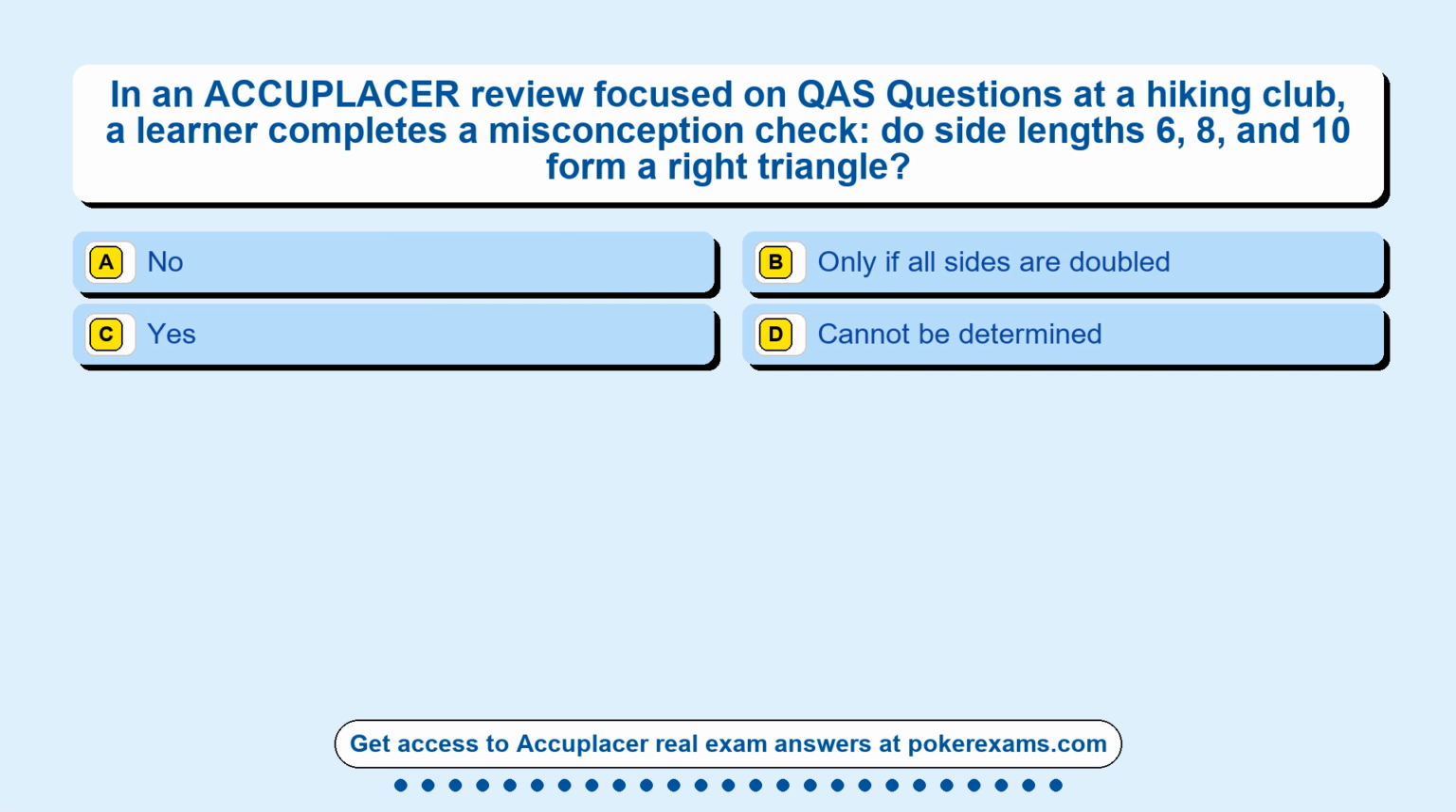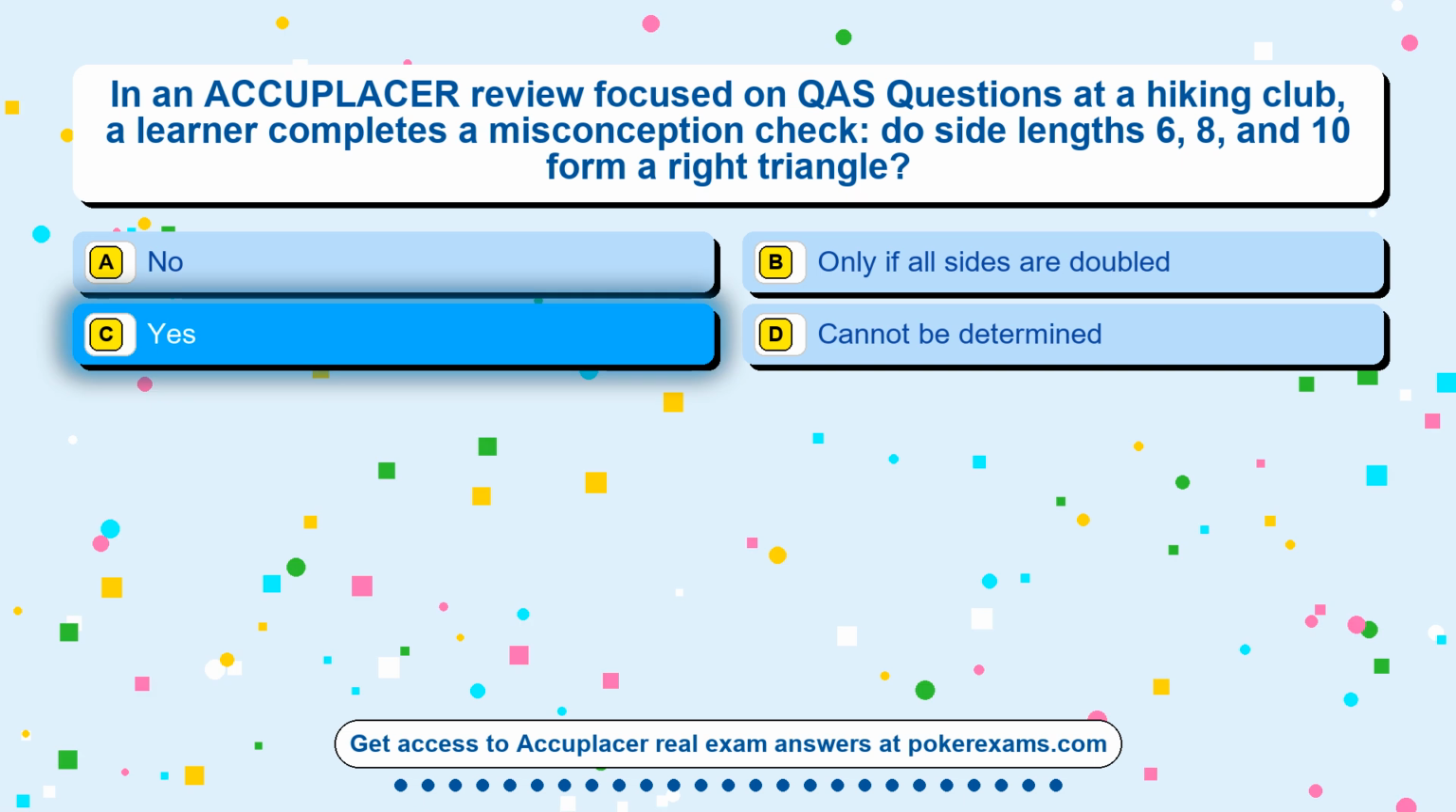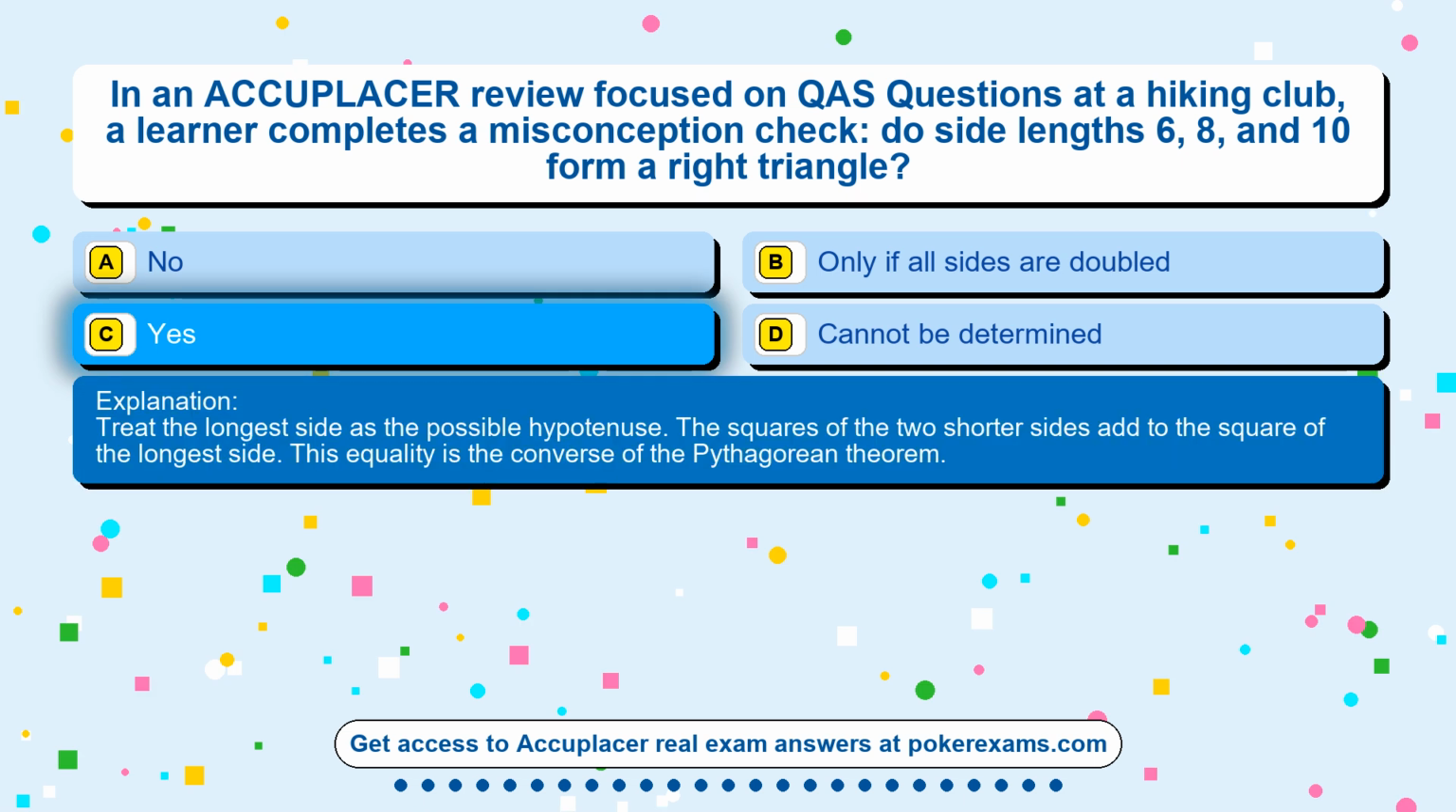Question 17. In an ACCUPLACER review focused on QAS questions at a hiking club, a learner completes a misconception check. Do side lengths 6, 8, and 10 form a right triangle? Option A, no. Option B, only if all sides are doubled. Option C, yes. Option D, cannot be determined. The correct answer is option C, yes. Treat the longest side as the possible hypotenuse.